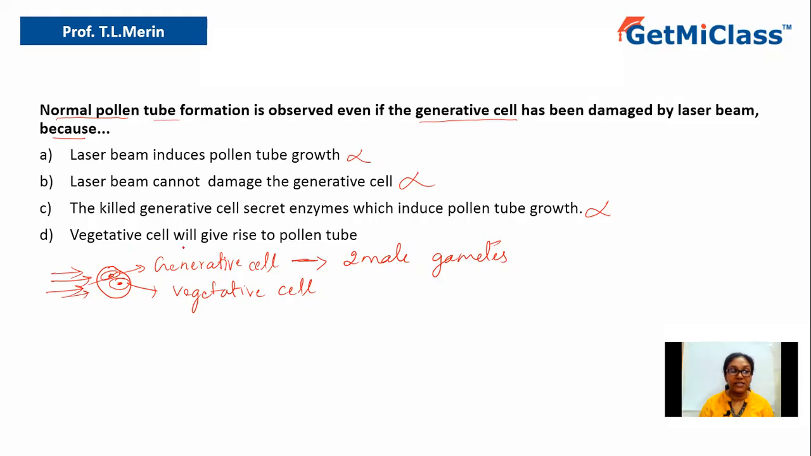Option D says the vegetative cell will give rise to pollen tube. So yes, even though the generative cell has been killed, the vegetative cell will give rise to the pollen tube. So the correct answer should be option D. That is, the vegetative cell will be capable of giving rise to the pollen tube, and further this vegetative nucleus will pass through the pollen tube. So option D is the right answer.